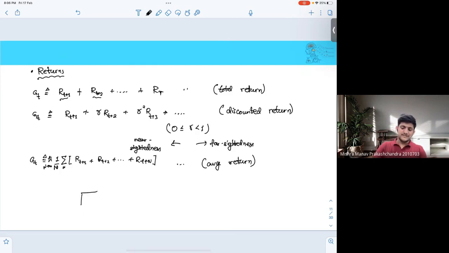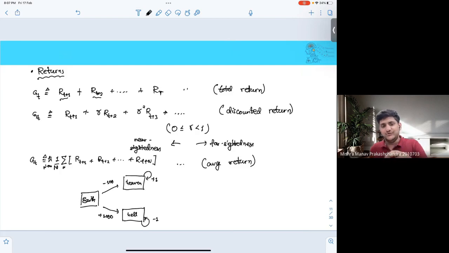This is the example that Sir had given in class, I'm just writing it down. Let's say there are three states. One is earth, there is heaven, and there is hell. To transition from earth to heaven, you get a reward of minus 100. To transition from earth to hell, you get a reward of plus 1000. But once you reach heaven, for infinite time you get a reward of plus 1. And in hell, for infinite time, you get a reward of minus 1.